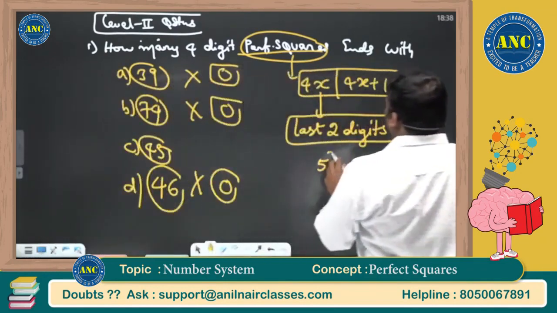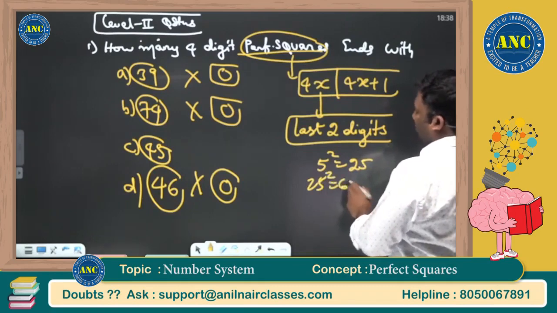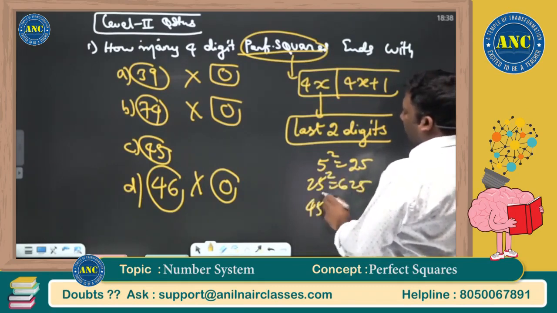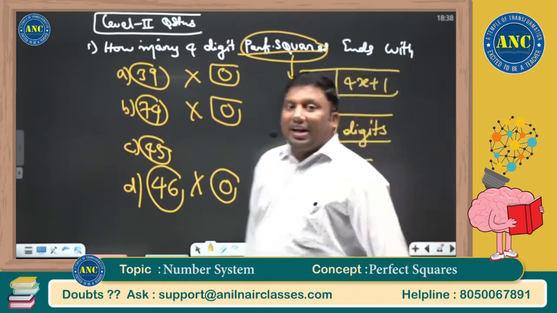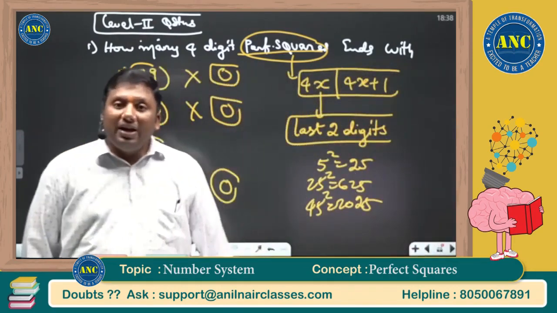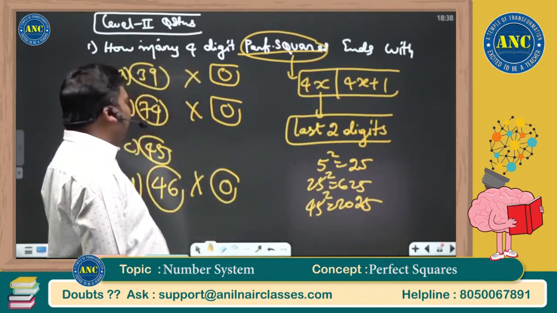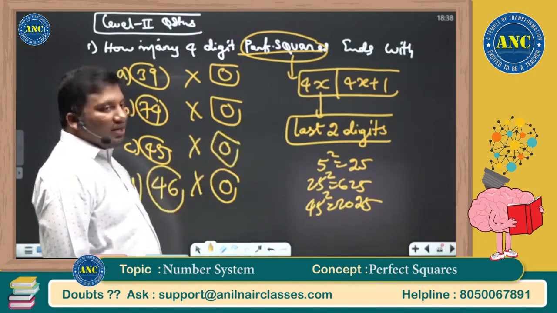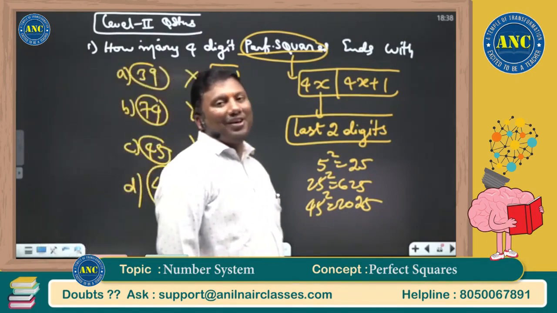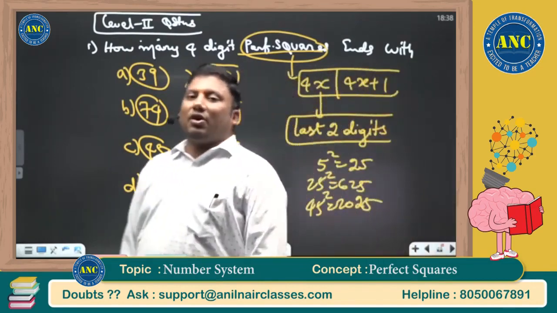45: just now we discussed, if a square is ending with 5, 5 square 25, 25 square 625, 45 square 2025. Any perfect square ending with 5, the tens place should always be 2. If a perfect square is ending with 5, this is also not possible. The answer is 0, 0, 0, 0 for all the questions.